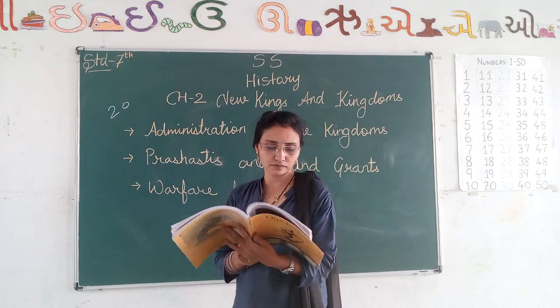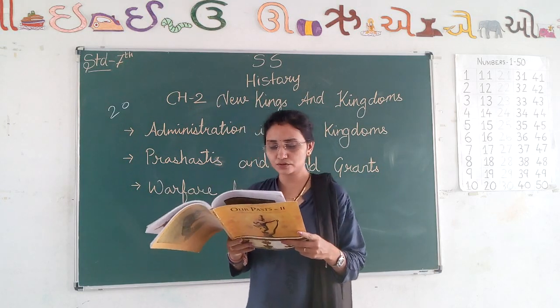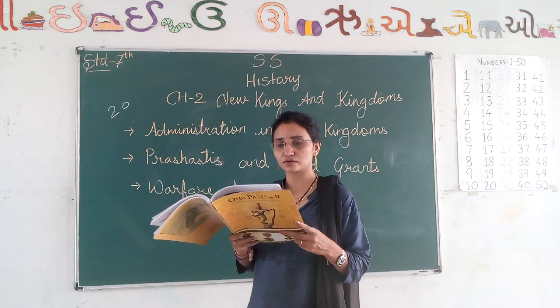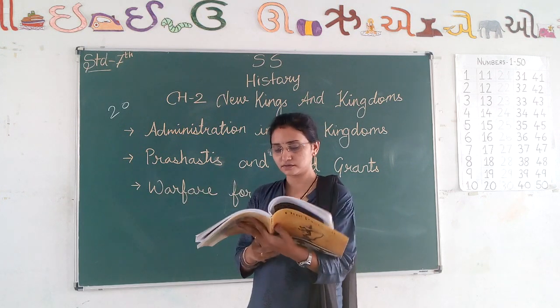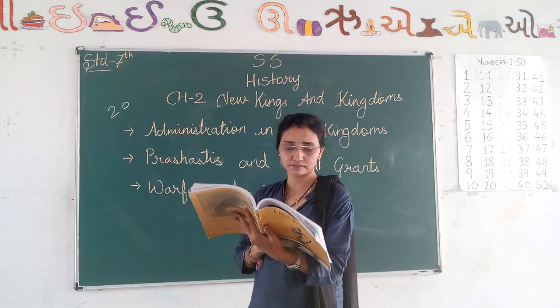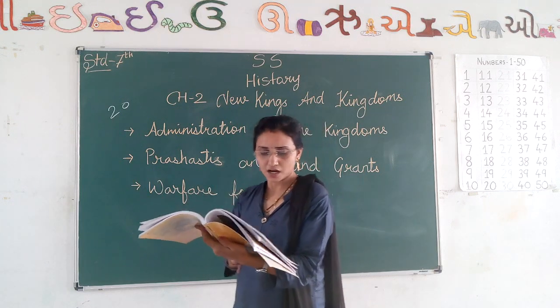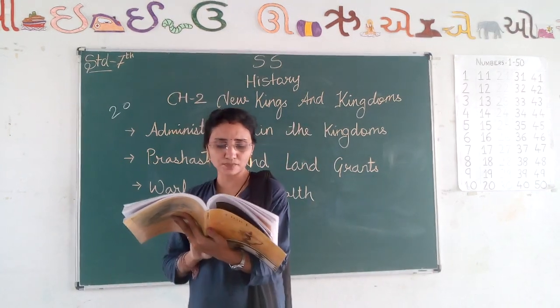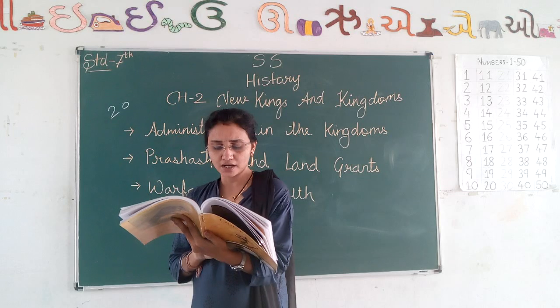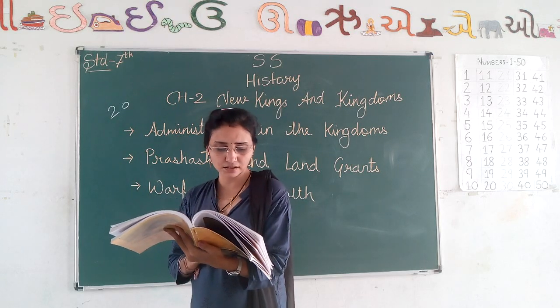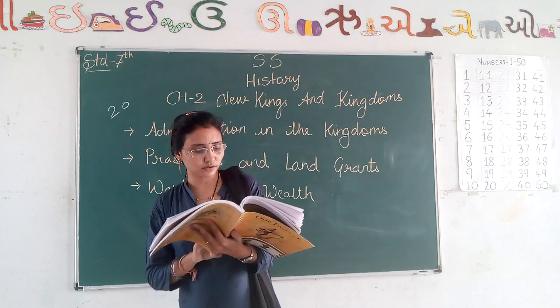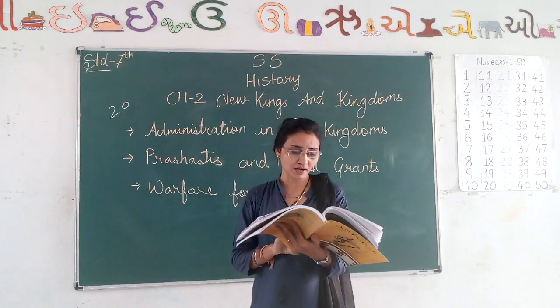From Uraiyur to Thanjavur. It's a big place, you know. How did the Cholas rise to power? A minor chiefly family known as the Mutharaiyar had power in the Kaveri Delta.